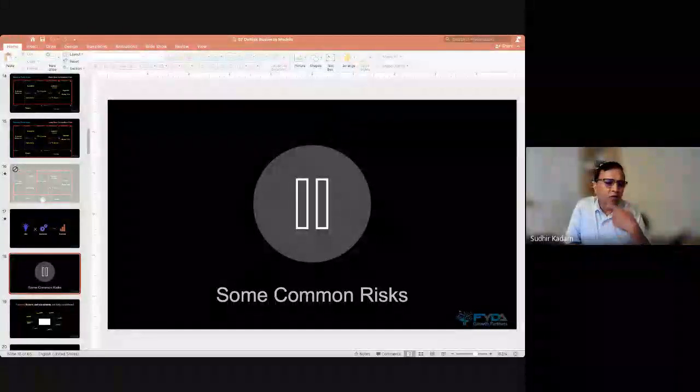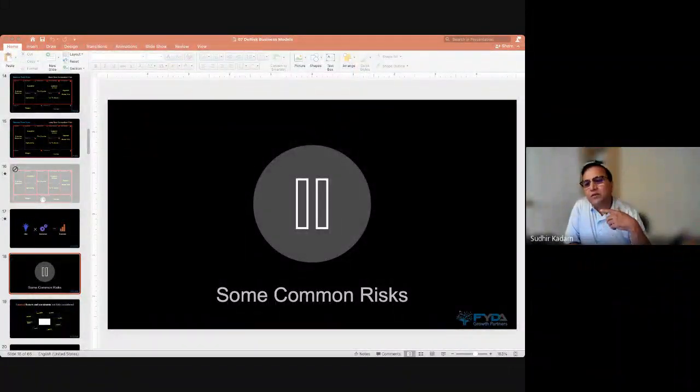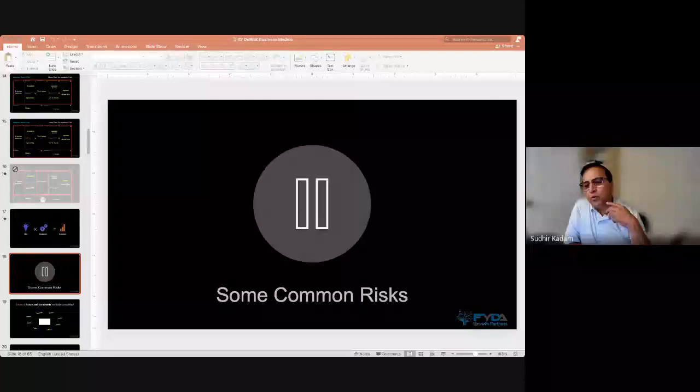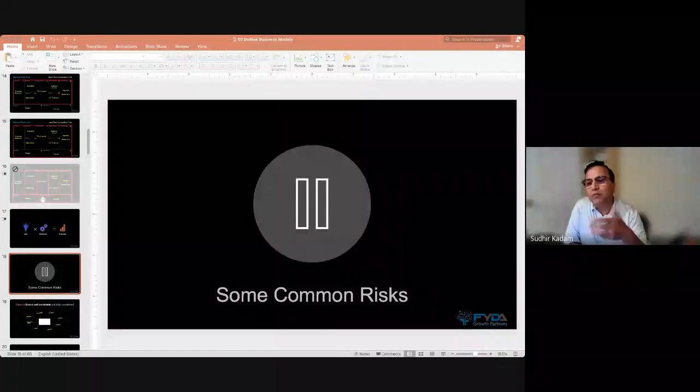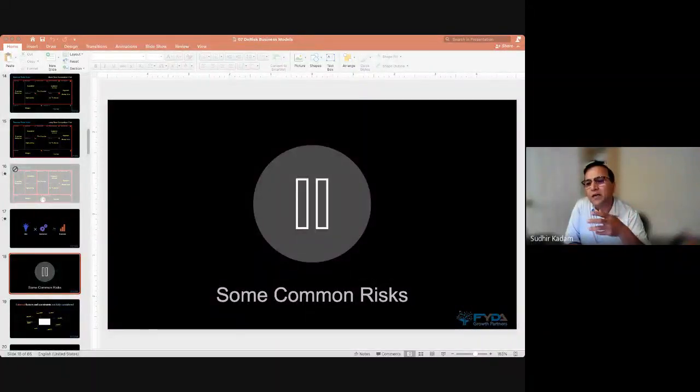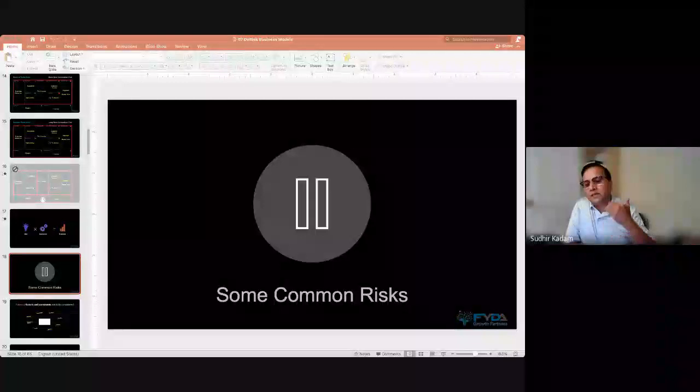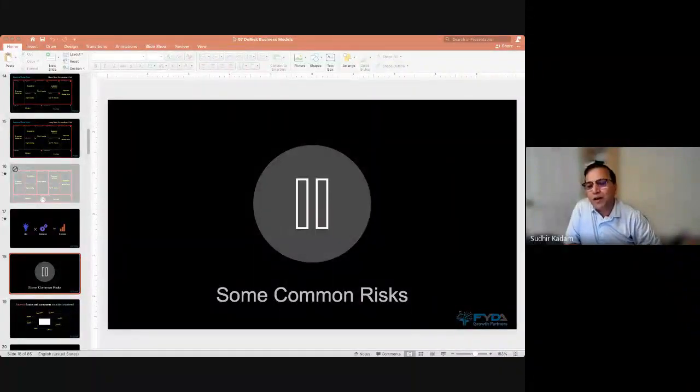What I'm trying to do through this exercise is show you the things that will run through your mind when you come across such risks, and how you should be thinking in those terms. You should really think through these risks and how you will address them.